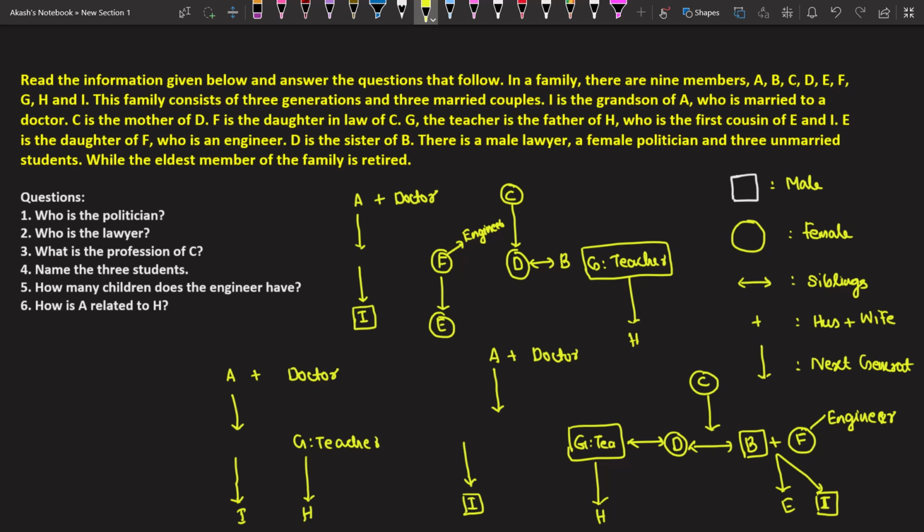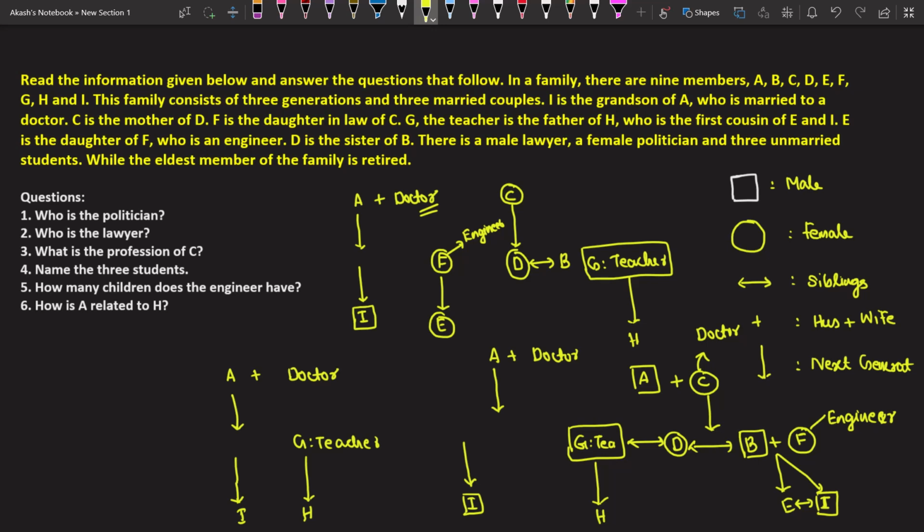Since I is the grandson of A, C is married to A. Since C is a lady, her profession will be doctor. So obviously we have A over here, and A will be a male. Done. We draw the family diagram. So E and I are siblings.